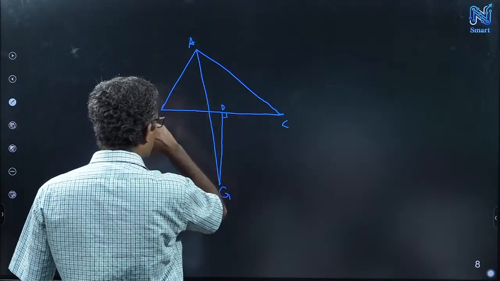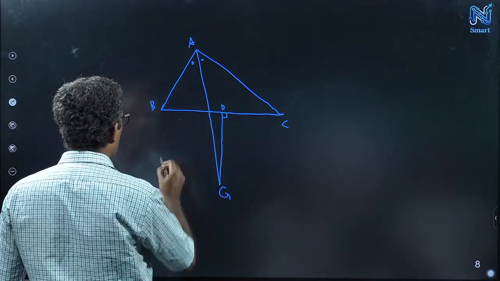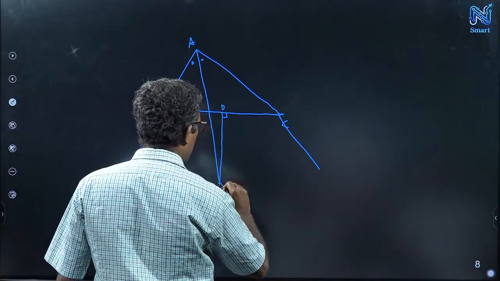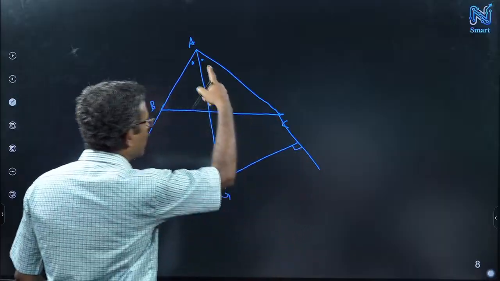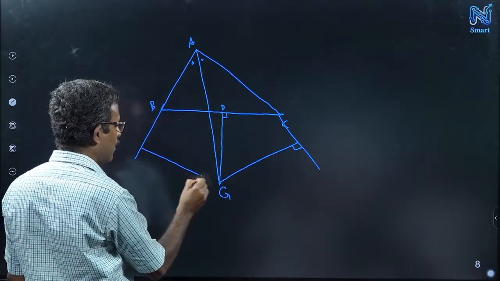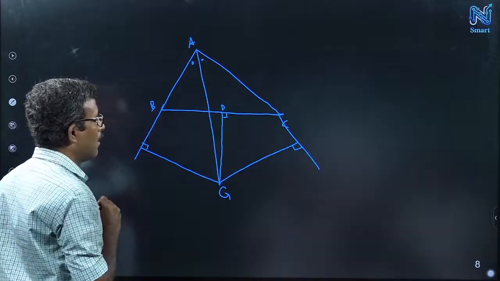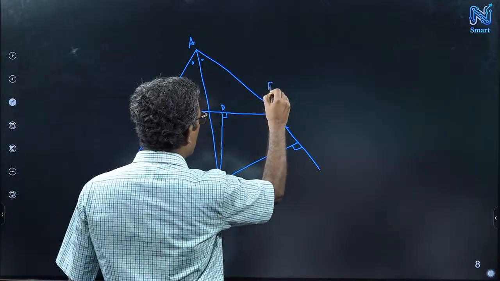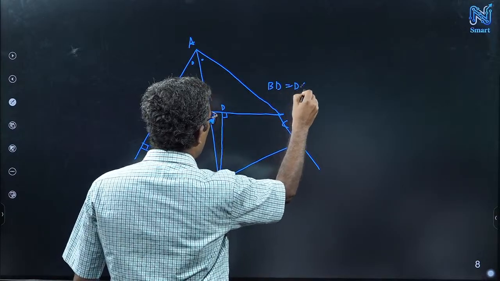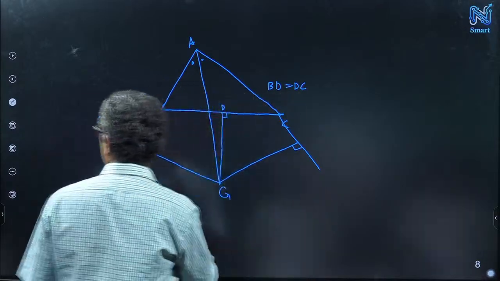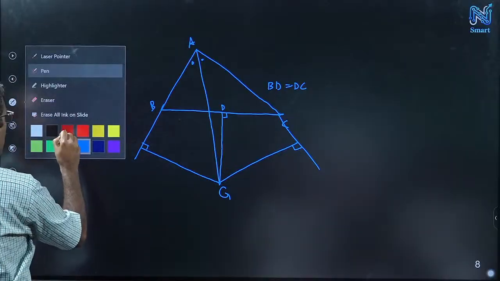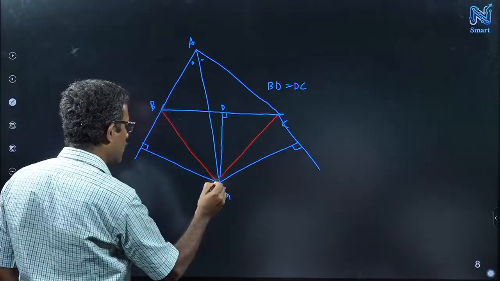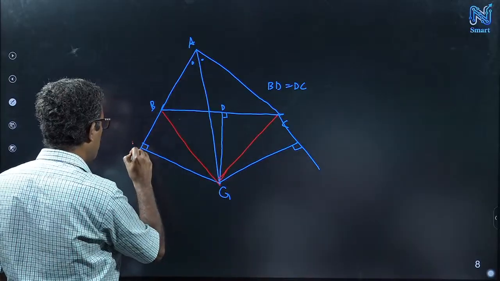This is a perpendicular bisector, this is the angle bisector. We extend this, drop the perpendicular, not on AB but outside AB, right? And BD equals DC. Now again the same part, we join BG, CG, and name these P and Q.